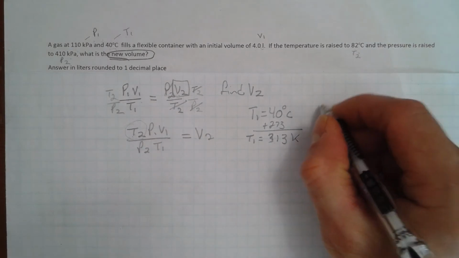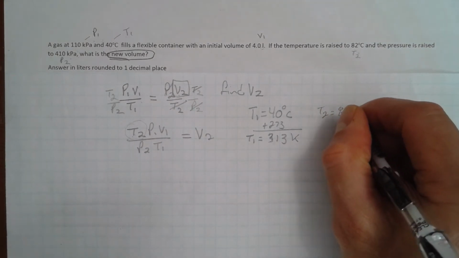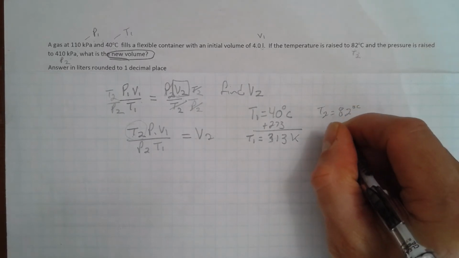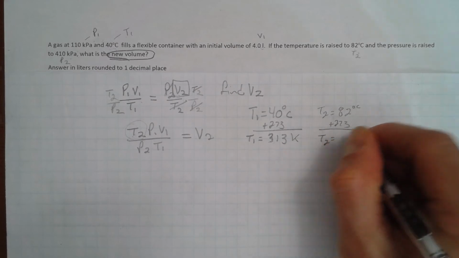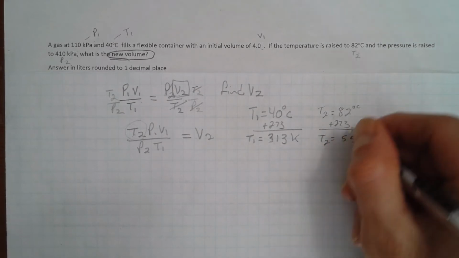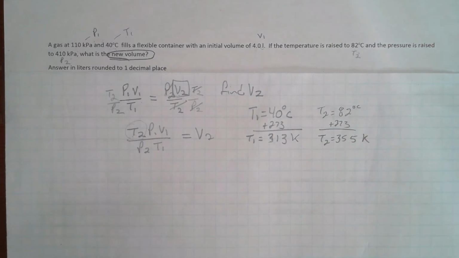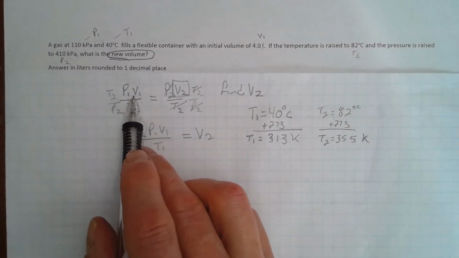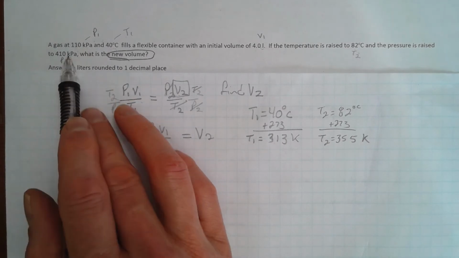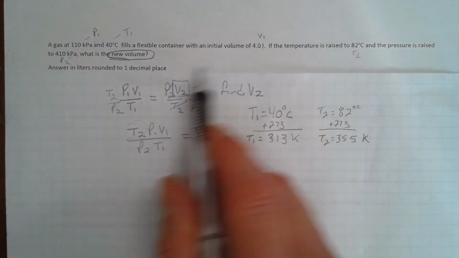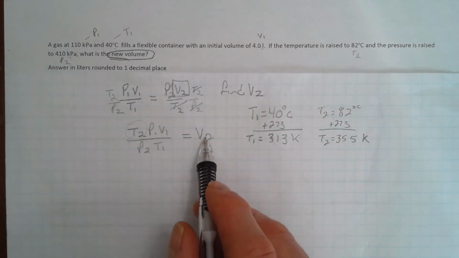Now T2, we've got to do the same thing. T2 is 82 degrees Celsius. We've got to add 273 to that. So T2 is actually 355 Kelvin. Now the pressures, they're in kilopascals. That's fine. They just both have to be in the same unit. Likewise, the volumes have to be in the same units. If I have liters here, I'm going to get liters over there.